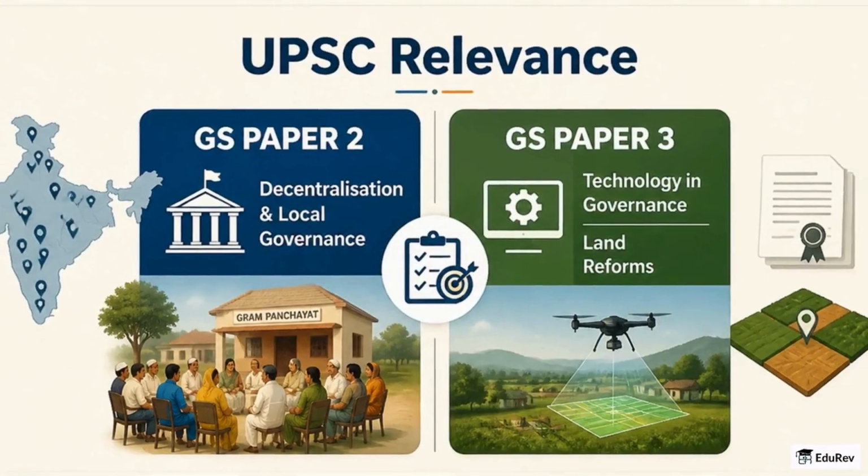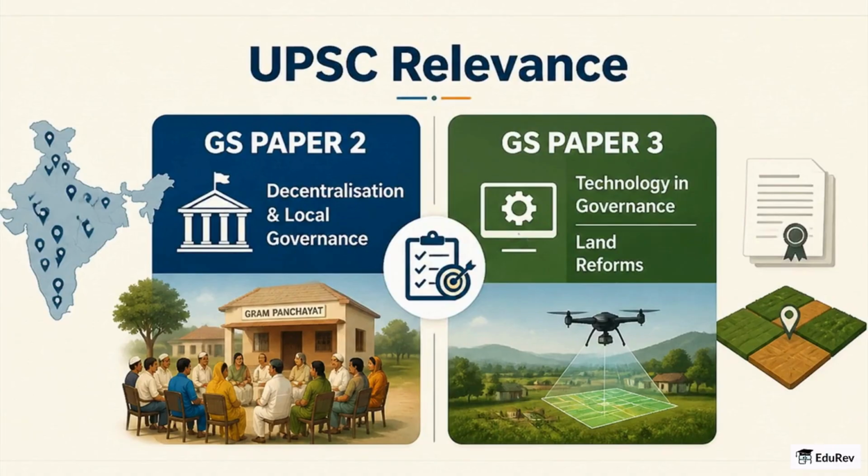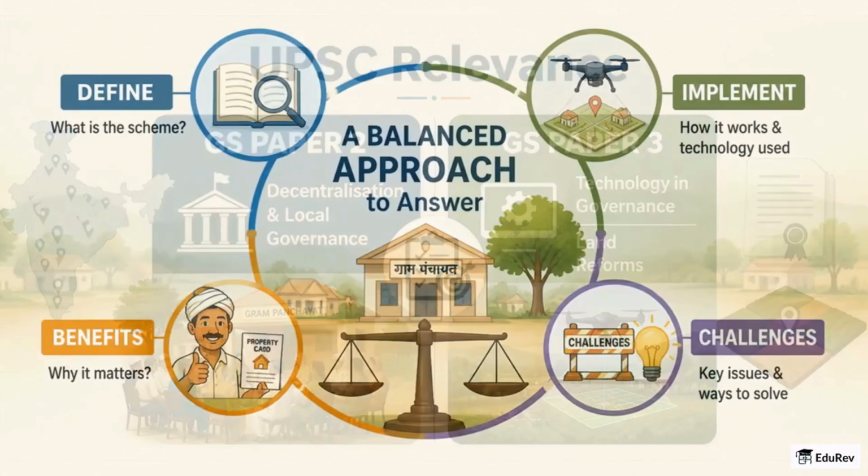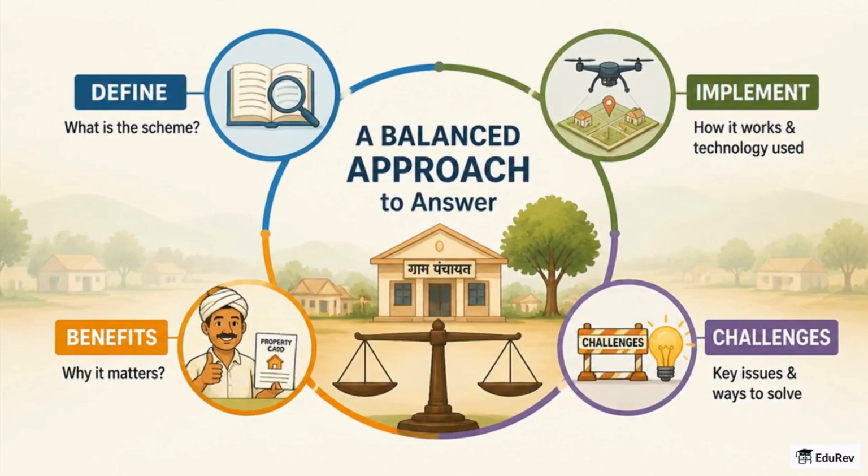Questions from this topic often appear in GS Paper 2 under Decentralization and Local Governance, and in GS Paper 3 under Technology in Governance and Land Reforms. In answers, use a balanced approach. Define the scheme, explain implementation and tech, list benefits, and discuss challenges with solutions.